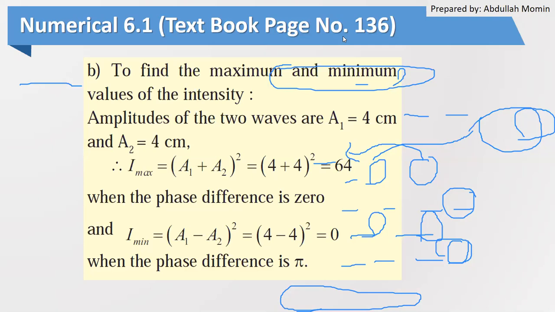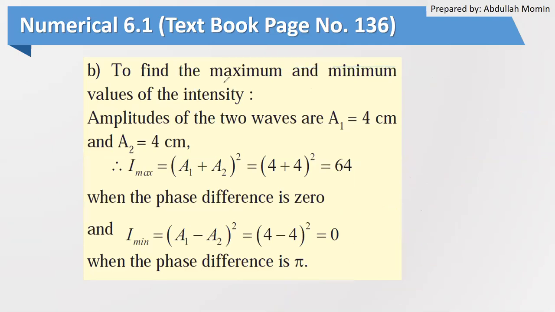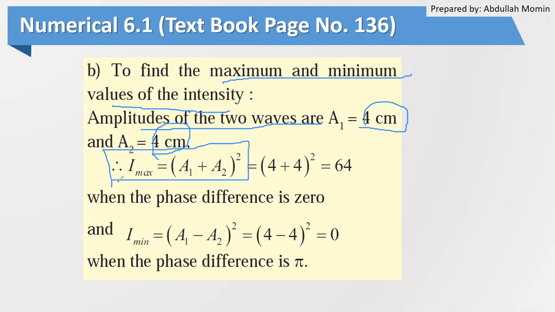Now next we are going to find out the maximum and minimum values of intensity. So the amplitude of the two waves, A1, is equal to 4 centimeter and A2 is also equal to 4 centimeter. So the formula of maximum intensity is Imax is equal to (A1 plus A2) whole square. So (4 plus 4) whole square, that is 8 whole square, and the square of 8 is 64. So the maximum intensity is 64.